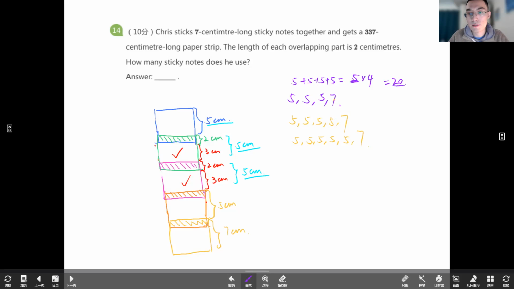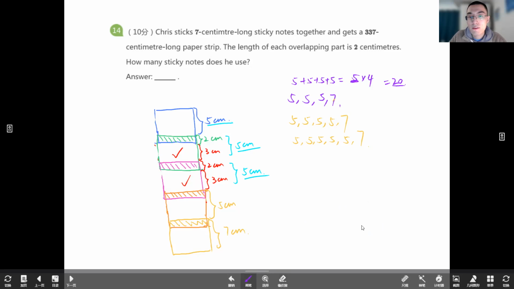Similar for the second one. If we take away 2, we change the 7 into a 5, which means we're taking away 2 from the sum as well. Before, we had 5 plus 5 plus 5 plus 7, and the sum is 22. But now we have 5 plus 5 plus 5 plus 5. We're taking away 2 from the 7, and we're taking away 2 from the sum as well. It is 20. We need to take away 2 from both sides of the equation.